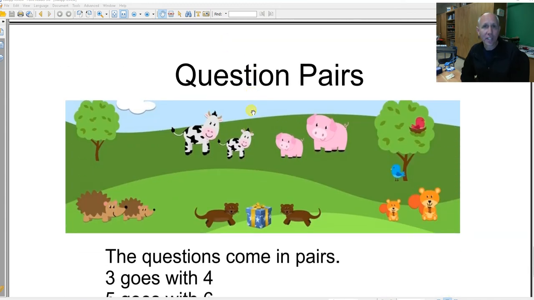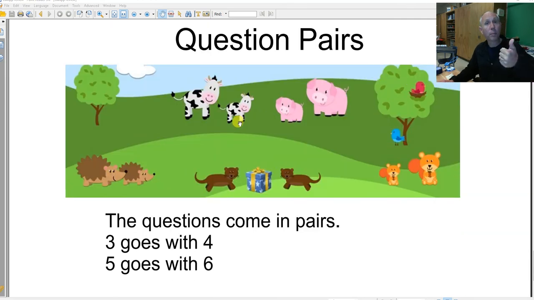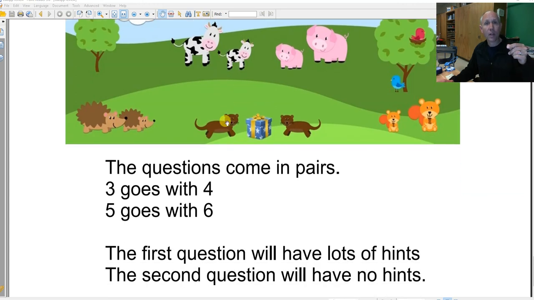The questions are going to come in pairs. Question 3 will be paired with question 4. Question 5 will be paired with question 6. What does this mean? Well, the first question, like question 3, is going to have a whole bunch of hints associated with it. So if you get stuck, look at a hint. If you're still stuck, look at another hint. Hint, hint, hint. It'll help walk you through the problem.